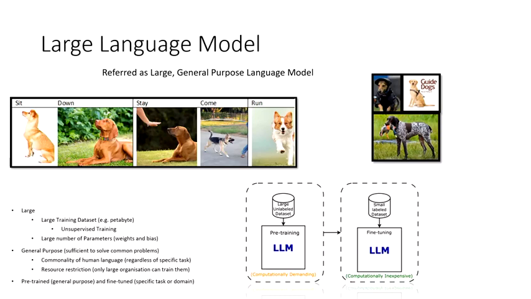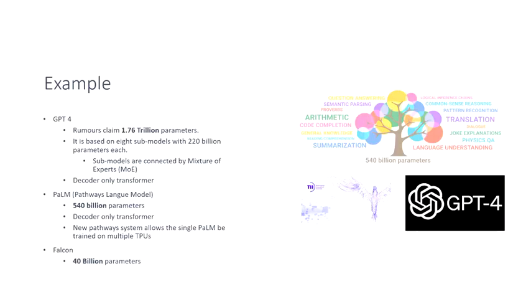Why large? The large part comes from two things. One is the model itself is very large, so it has a large number of parameters, and then also it is trained on a large number of data collection or petabytes of data, right? So some examples are like GPT-4. So GPT-4 is trained by using 1.76 trillion parameters, and it has actually 8 submodules. Each of them has 220 billion parameters. And those submodules are actually connected with mixture of expert model.